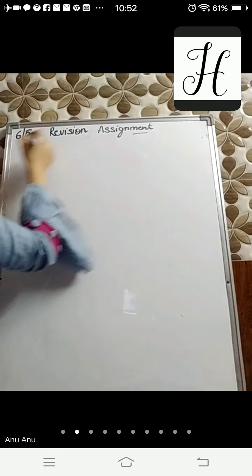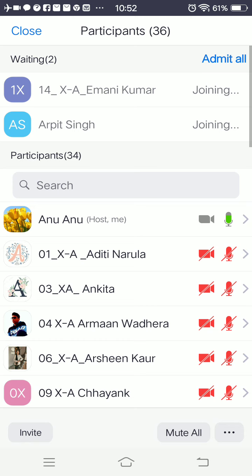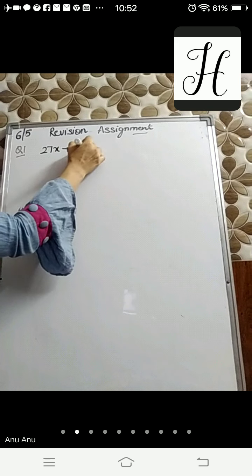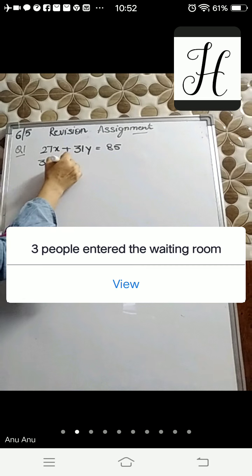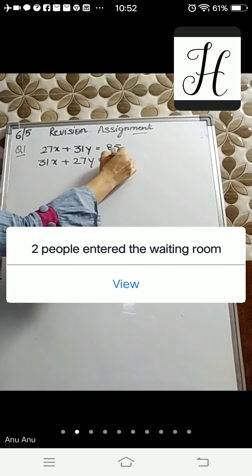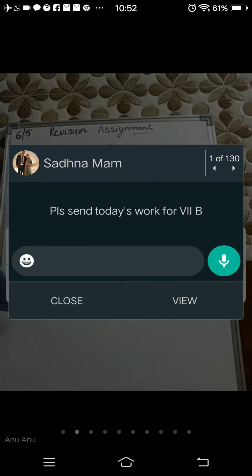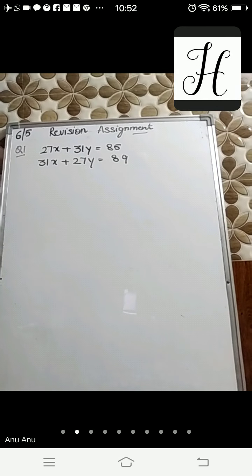So question number 1 is, you have given two equations, and this question is exactly of the same type that we discussed yesterday. The last question we discussed in the optional exercise of the chapter is exactly the same. 27x plus 31y is equal to 85. 31x plus 27y is equal to 89. So these are the two equations I have written.